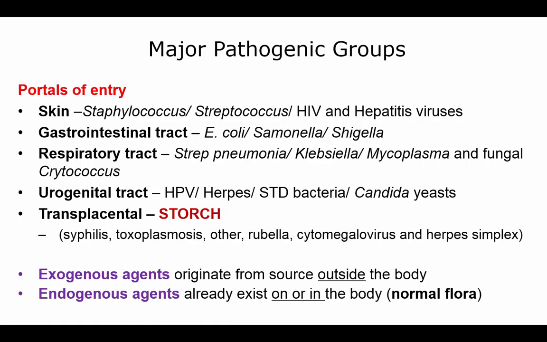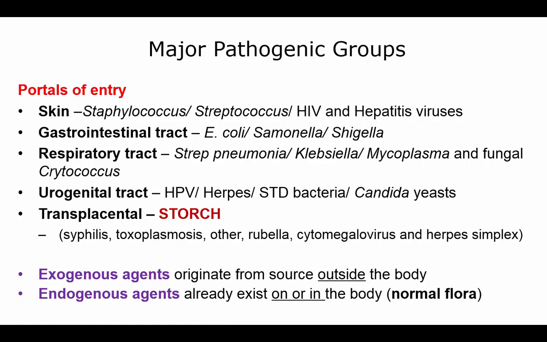With portal of entry, as far as the skin is concerned, the most common pathogens that enter this way are your staph, your strep, but we also know that HIV and some of the hepatitis viruses can enter through the skin. As far as the GI tract, we're looking for foodborne pathogens, so E. coli, Salmonella, Shigella, some of the common ones there. Respiratory tract, these are going to be those that lead to a lot of your common respiratory illnesses. So strep pneumoniae, Klebsiella, mycoplasma, some fungal infections that you can get from air. Urogenital tract, this is going to be a lot of your STDs, right? So HPV, herpes, yeast infection, also mentioned here.